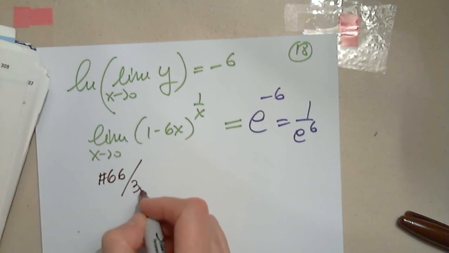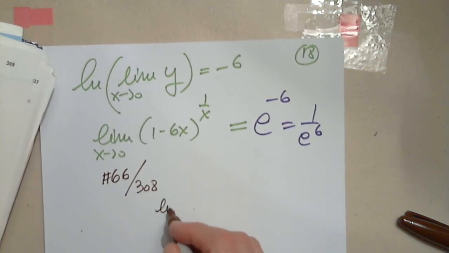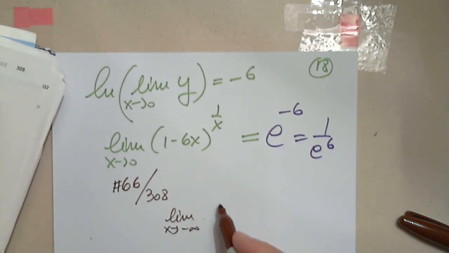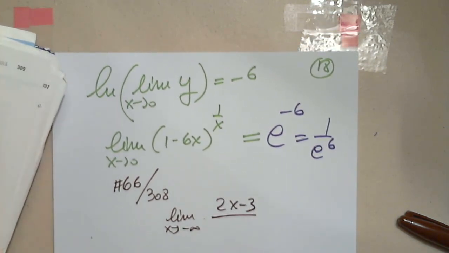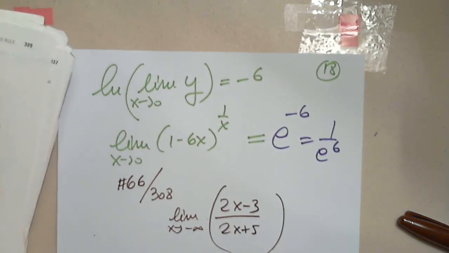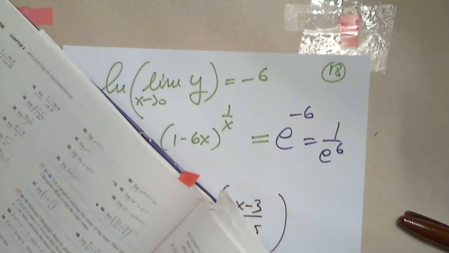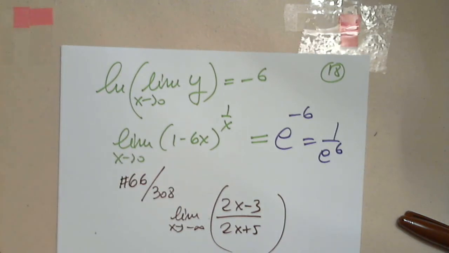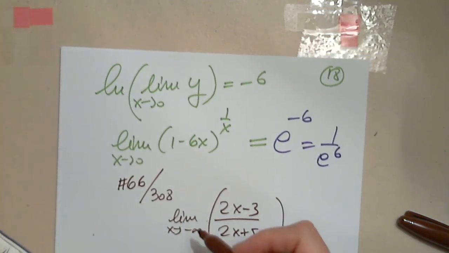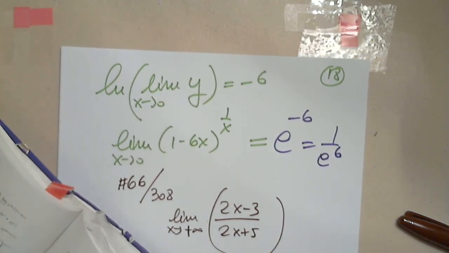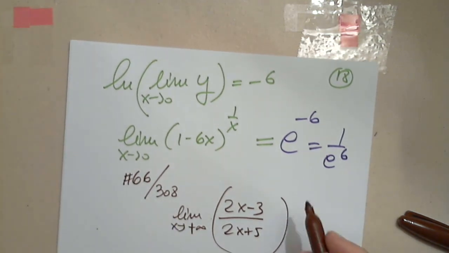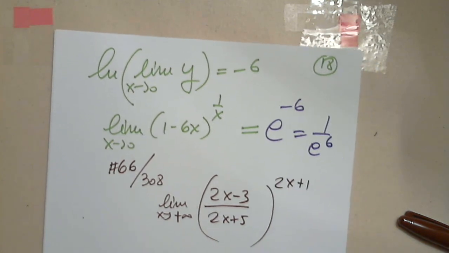And this is on page 308, and we have limit as x approaches infinity of 2x minus 3 over 2x plus 5, and everything raised to, what power is that? 2x plus 1. And it's not negative infinity, but it's positive infinity. And that's correct, 2x plus 1. Perfect.